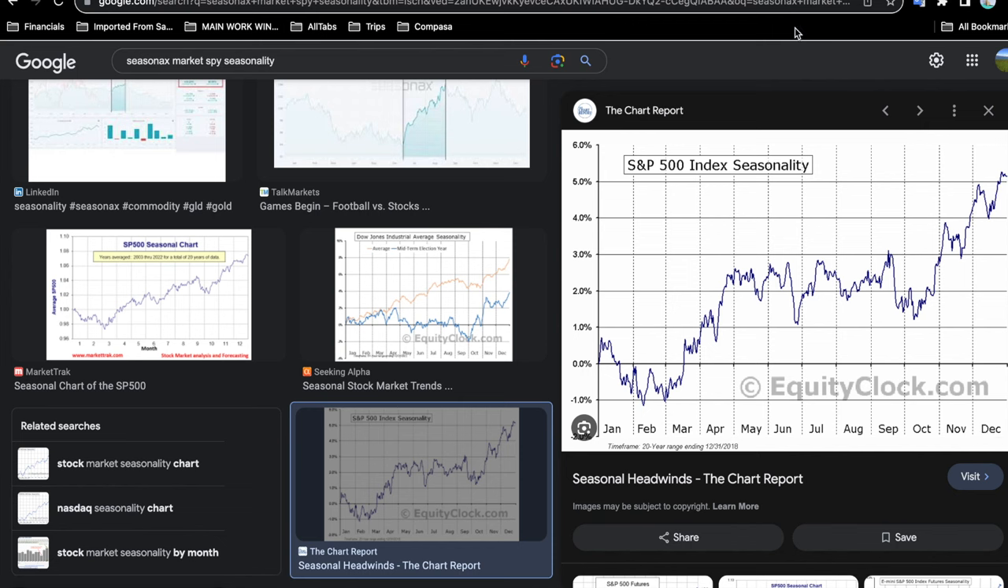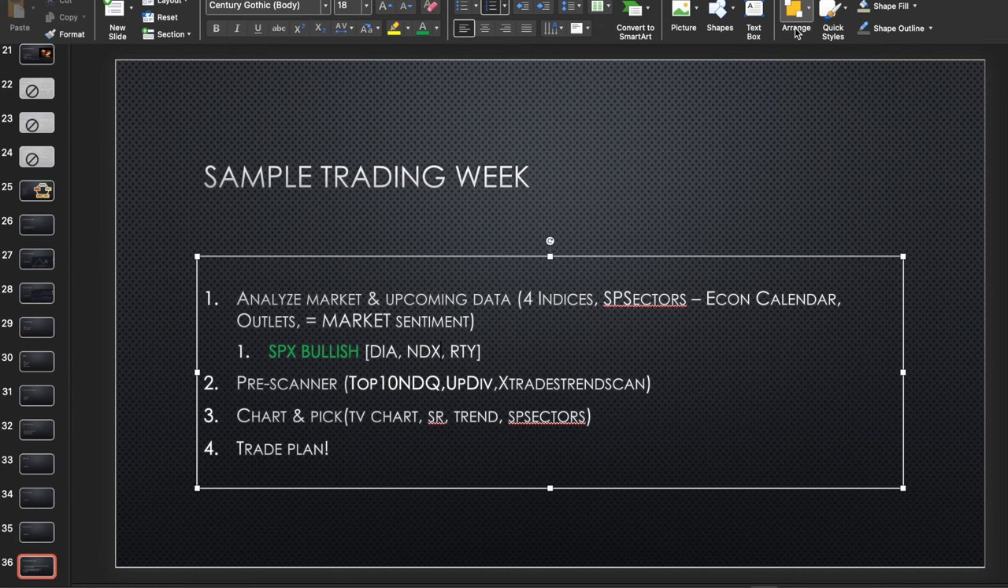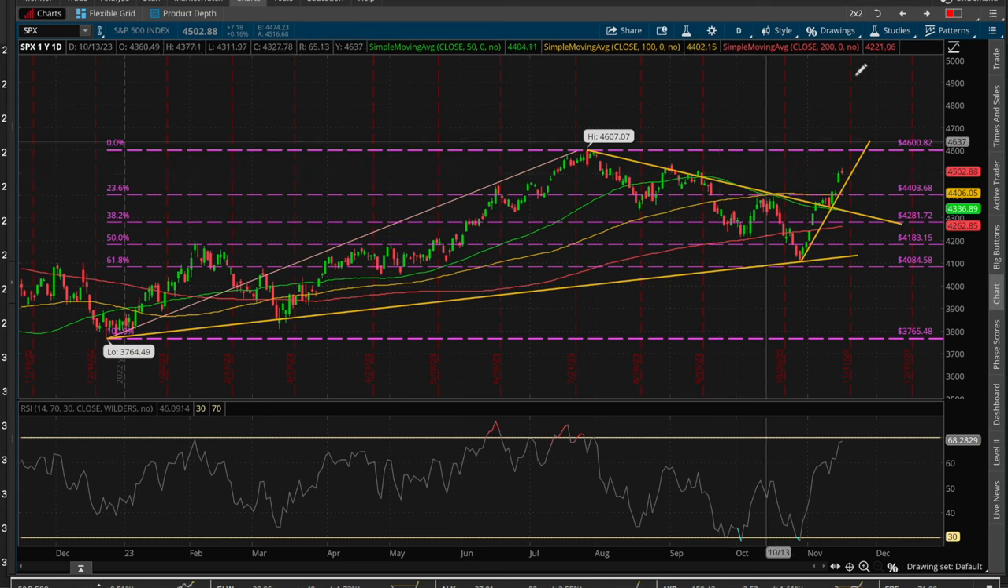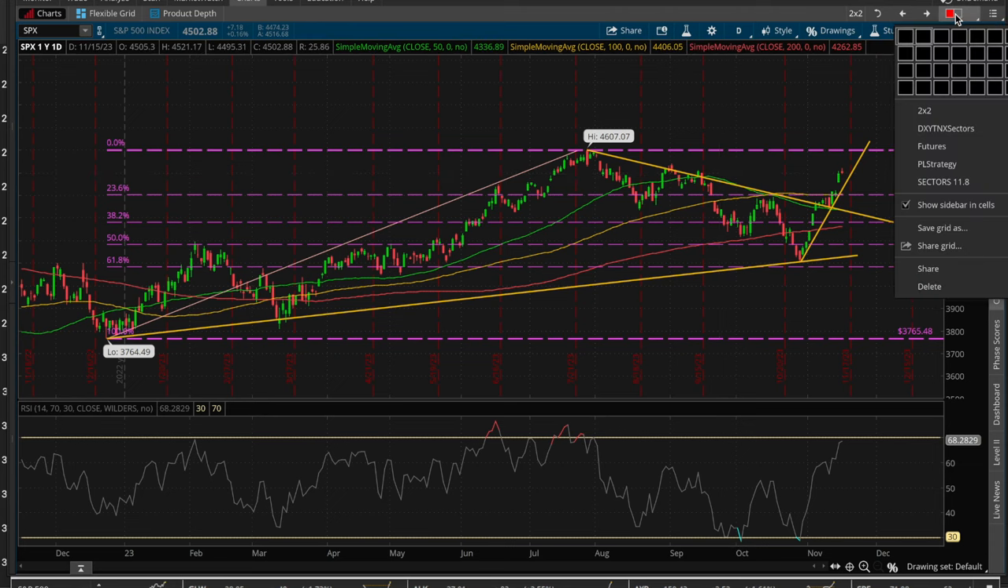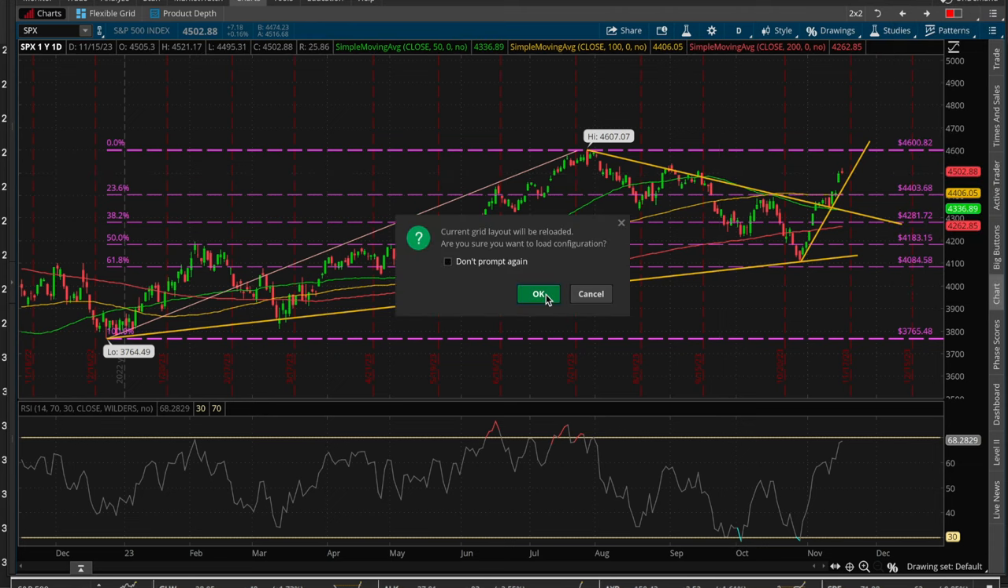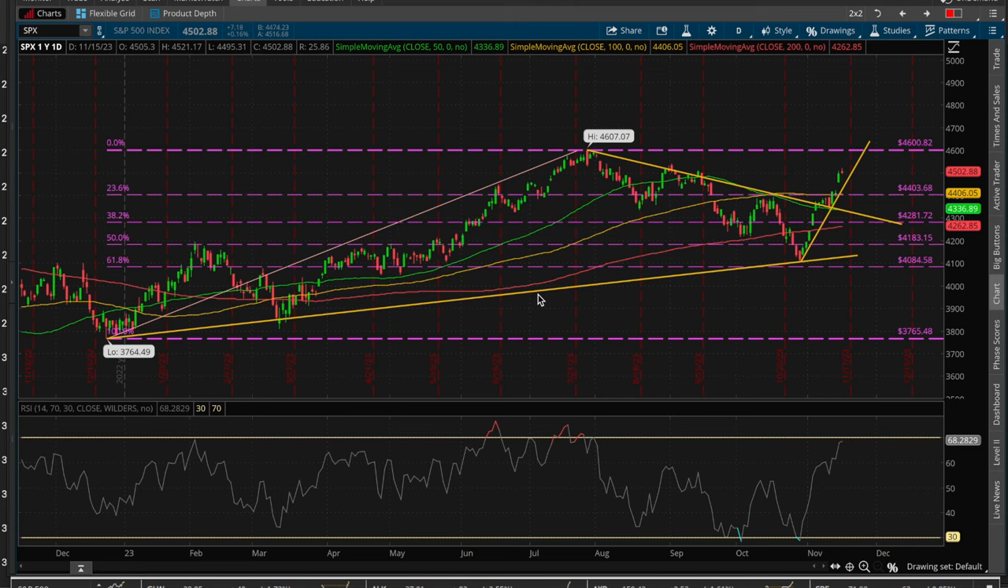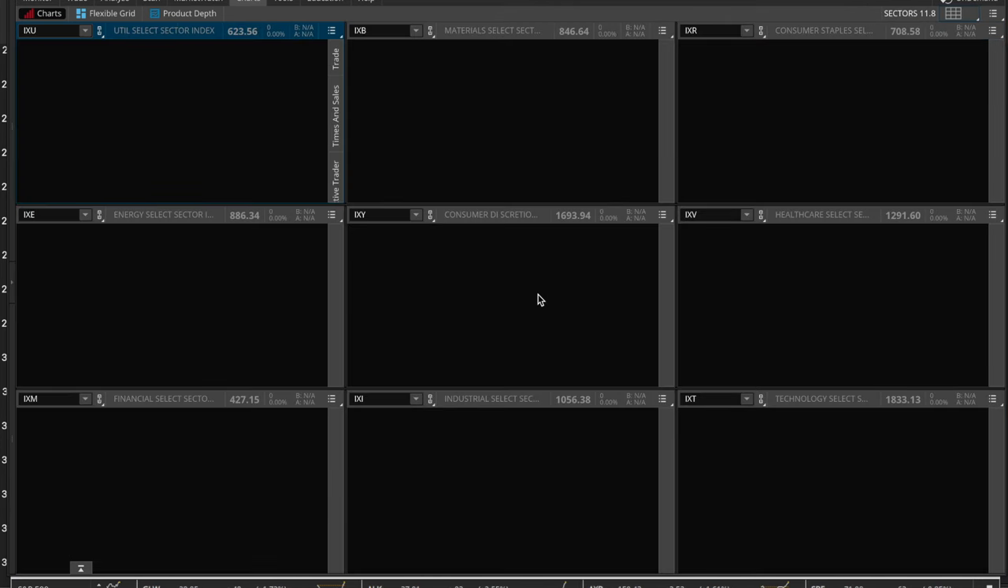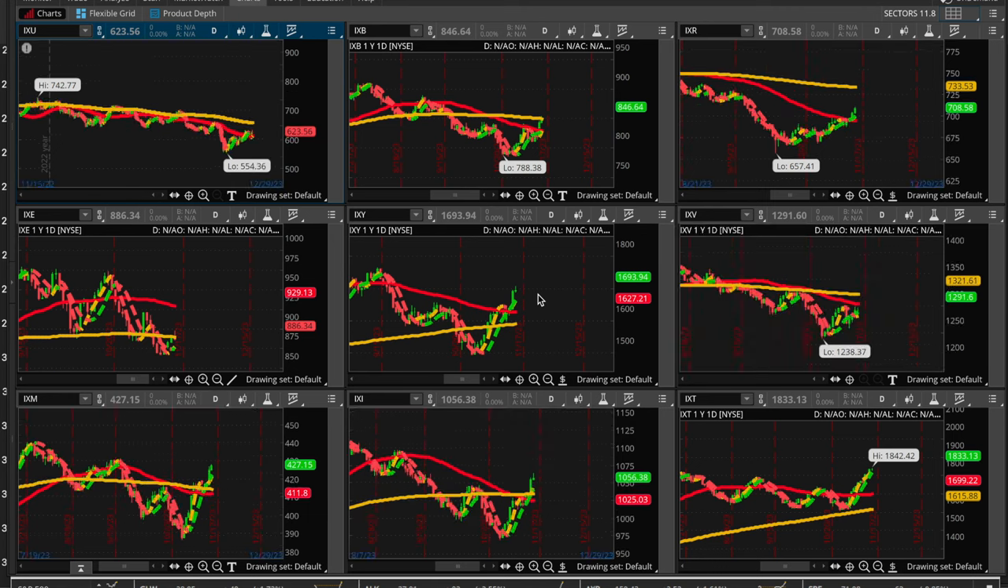Okay, so let's go back to our guideline here, and we've looked at the indices, right? Let's say that we're only going to focus on the SPX right now, and we're going to look at the SP sectors, right? So we come over here to our sectors chart, and we look at all of our sectors, and we look at which one is looking better or more bullish.